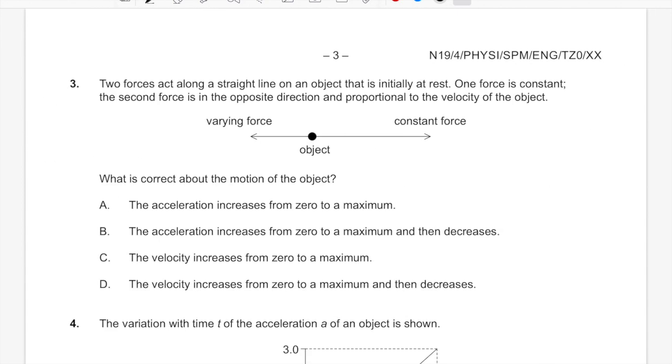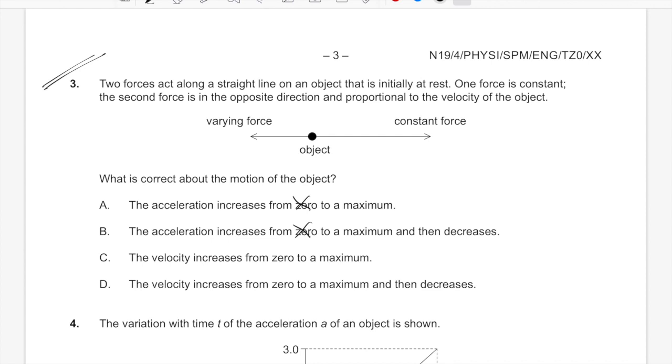This is a terminal velocity question. We have a constant force pointing to the right. We have a varying force that is proportional to velocity going to the left. So that sort of increases as the constant force accelerates the object to the right. So it definitely doesn't start off with 0 acceleration, because if there's no varying force and only the constant force, then it's going to accelerate to the right. So it's not A or B.